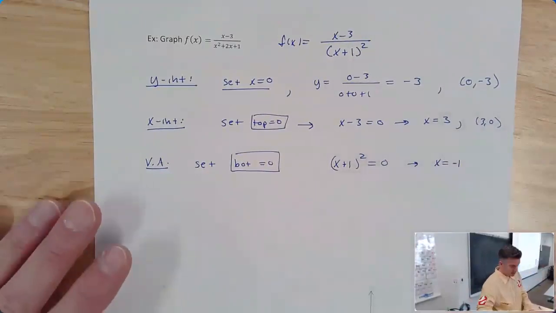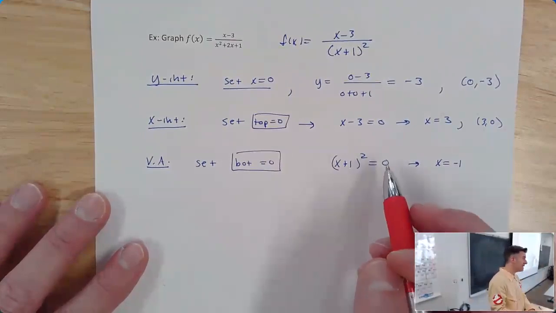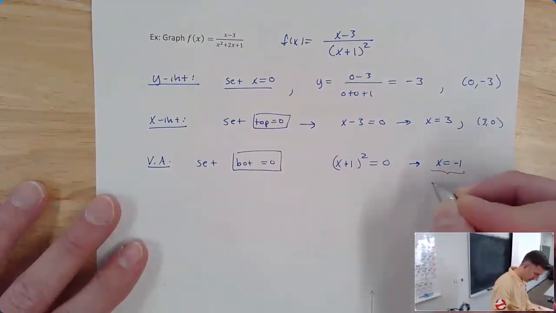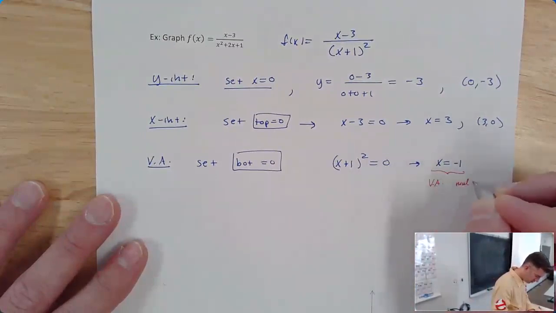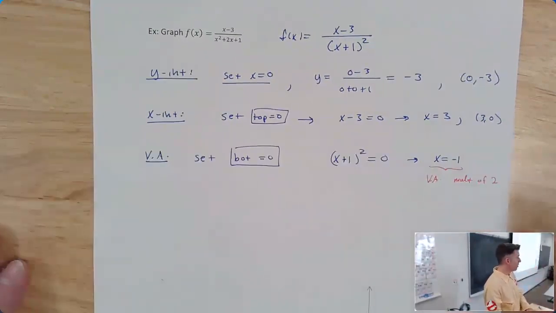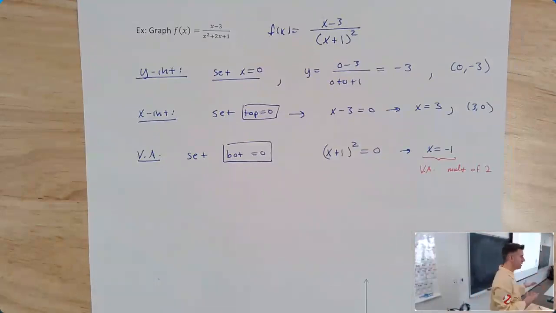I'm going to point out this x equals -1 came from this factor, which was to an even power. So x equals -1, this vertical asymptote has a multiplicity of 2, or an even multiplicity, meaning both sides are going to be doing the same thing. They're going to be both going up or both going down. The way I really think about that, to be honest, is even multiplicity things, you're always staying on the same side of the x-axis.